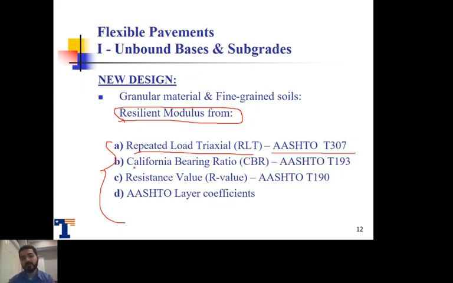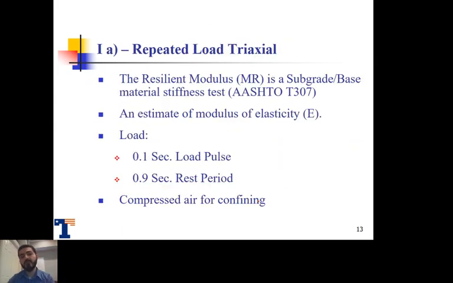We're going to go from the most sophisticated test to the simplest one. So the first one is the repeated load triaxial, and then we have the California bearing ratio test (CBR), which also has an AASHTO standard of T193, and then we have the resistance value or R value, which has an AASHTO of T190. And if you can't do any of these tests, we can go back and use the AASHTO layer coefficient tables or figures that we're going to introduce towards the end of this lecture. So let's start with the first one.